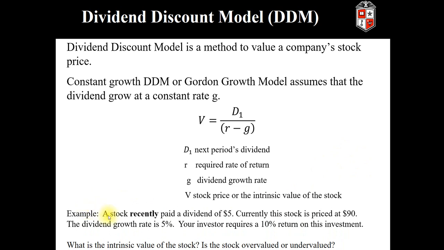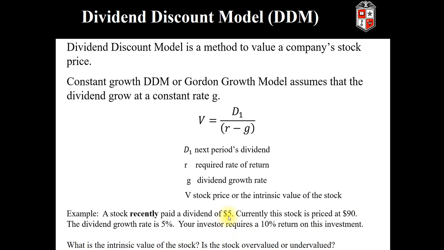Let's take a look at an example. A stock recently paid a dividend of $5. Currently, this stock is priced at $90. The dividend growth rate is 5%. Your investor requires a 10% rate of return on this investment. So what is the intrinsic value of the stock? And then is this stock over or undervalued when compared to the current price of $90?